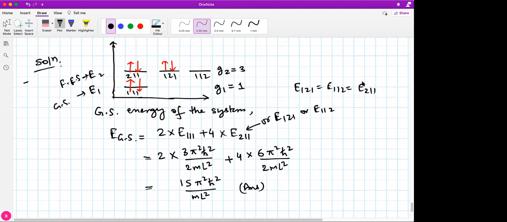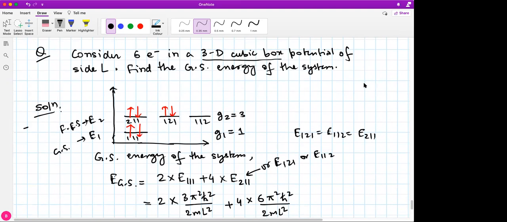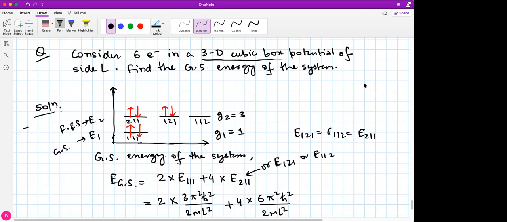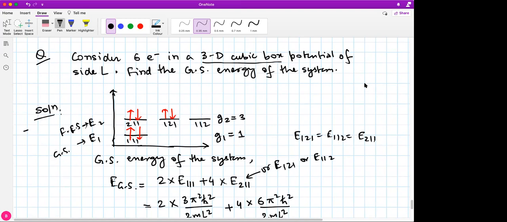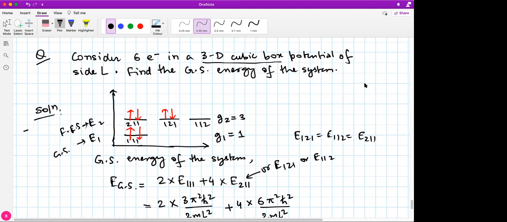Sir, if the length, breadth, and height of the potential box were not the same, then it would not be degenerate, right? Yes, that is what I have already said to you in the previous lectures. Then how do we determine which one is the first excited state, second and third? In which case? In 3D, you are talking about a rectangular box? Yes, sir, I'm talking about a rectangular box, because there is some confusion while writing.